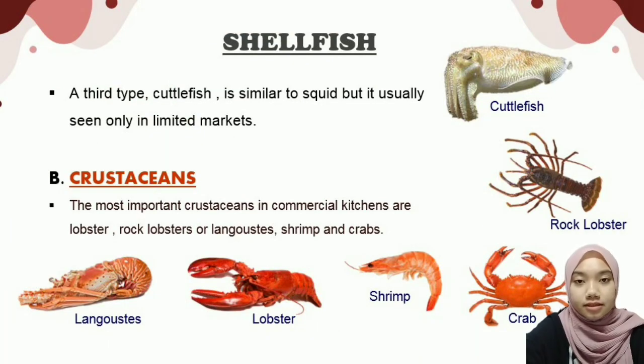The last is crustaceans. The most important crustaceans in the commercial kitchen are lobster, rock lobster or langouste, shrimp and crab.